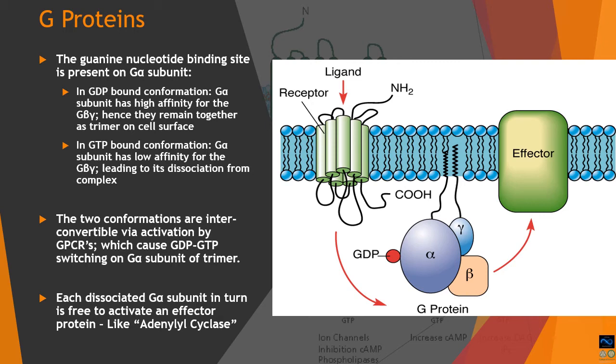Then the relay signaling is done by another effector protein, which is also membrane bound. So what happens is, the ligand or the hormone binds to the serpentine receptors, then they relay this information to the G protein. G protein causes GDP-GTP switching. When it binds to GTP, the alpha subunit dissociates itself from the trimer. When the dissociation happens, the alpha subunit, which is now activated, activates the effector protein. For example, sometimes the effector protein can be adenylyl cyclase.